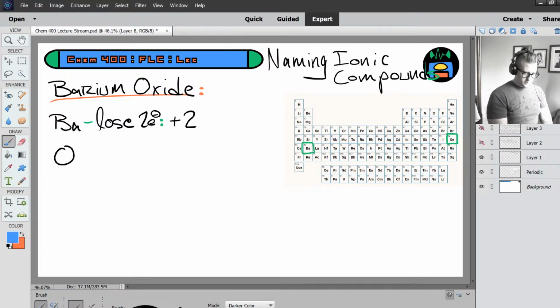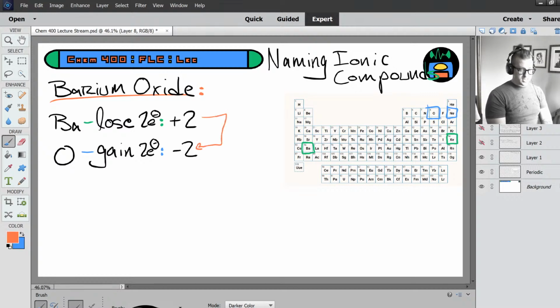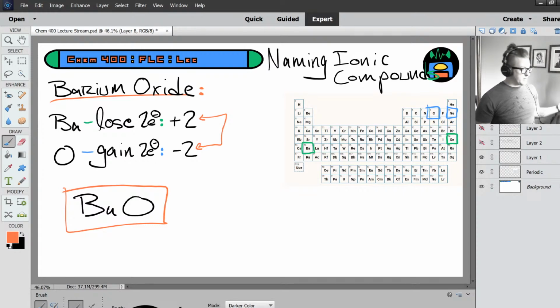Oxygen is located right here, number 8. Nearest noble gas is neon, number 10. So here oxygen needs to gain 2 electrons. So oxygen will develop a charge of negative 2. Again, we see here we have a positive 2 to a negative 2. Our ratio here is 1 to 1. So barium oxide is simply BaO, and that's it. Because 1 barium has the equal and opposite charge of 1 oxygen.